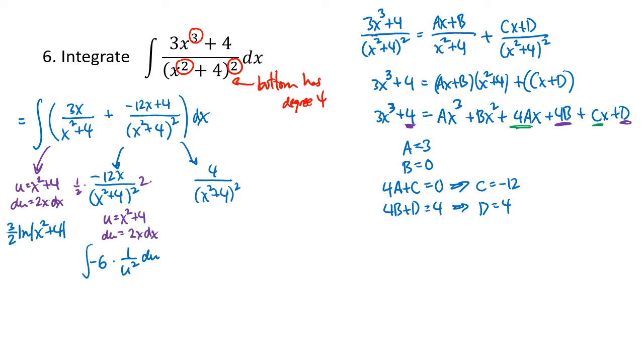That's going to give us u to the minus 1 multiplied by negative 1. That's going to turn that negative 6 into a positive 6. So that'll be 6 times x squared plus 4 to the minus 1.